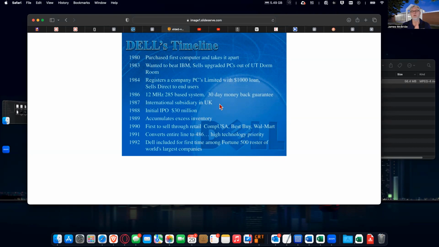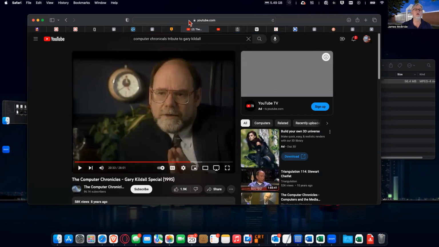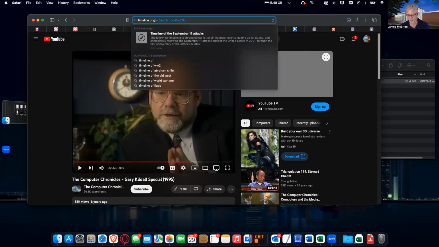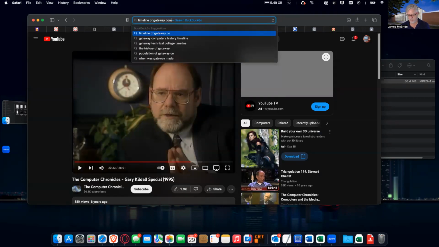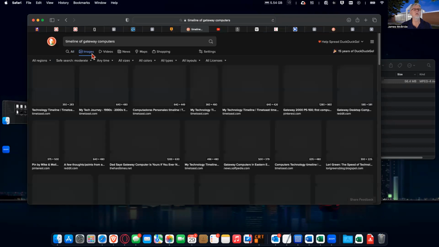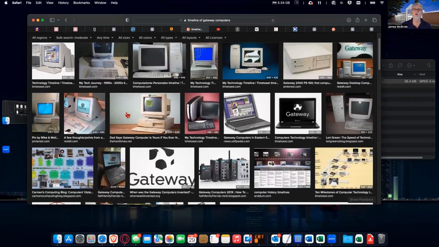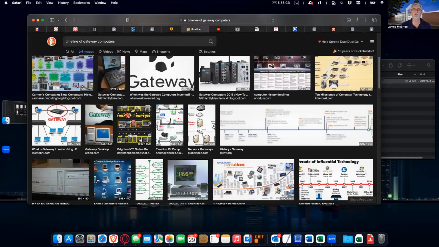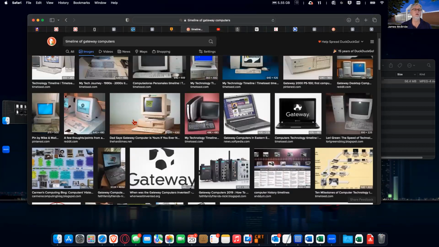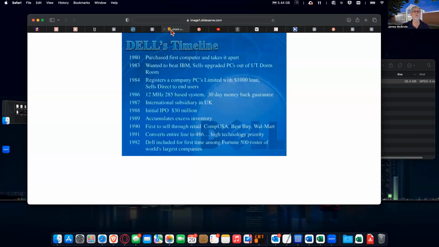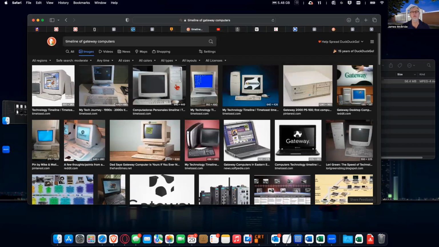At the time, you also had companies like Gateway, and I'm going to use them as an example because they did something different and are dead now. So let's look at a timeline of Gateway Computers. Remember, we're talking about a monopoly. Let's see if we can find anything. We don't. We got a few computer history timelines, but nothing specifically on Gateway. Well, Gateway was huge. Gateway was a really, really big company. And so let's just talk about what happens between the two and why Dell's here and Gateway isn't.